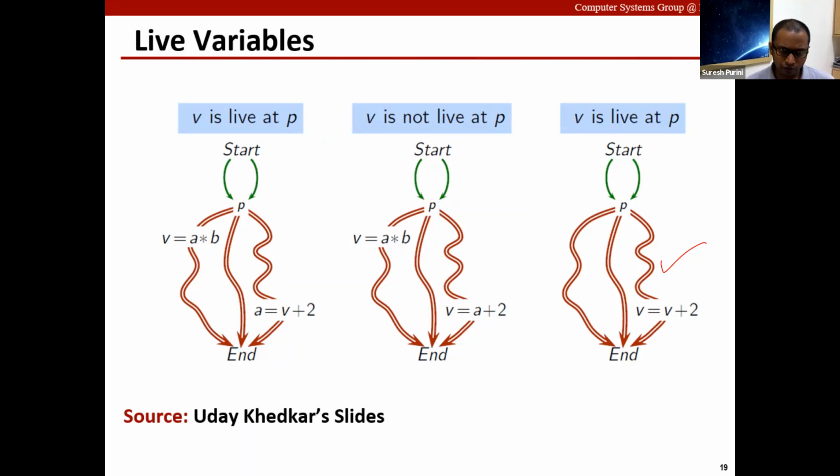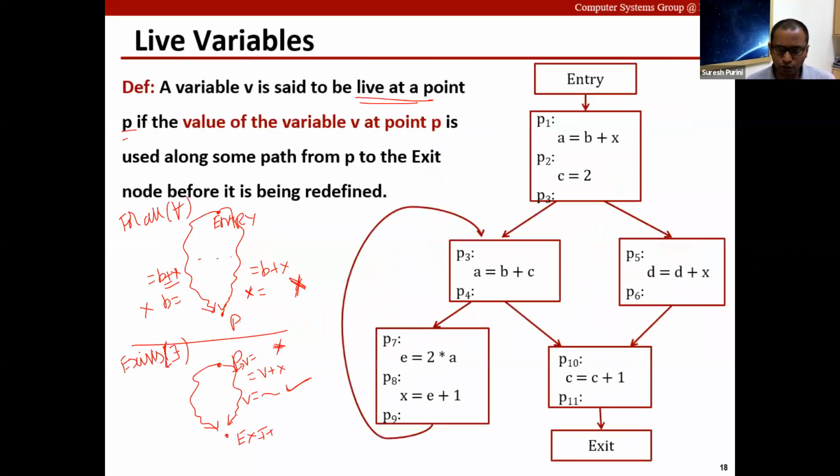And so when you are trying to formulate these analysis problems, coming up with the appropriate definitions and getting good intuition behind why we are defining it in such a way is very important. So now let's try to look at this code, this control flow graph, and see what are all the variables that are live at different program points in this control flow graph.